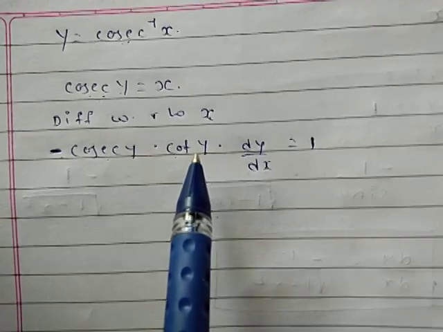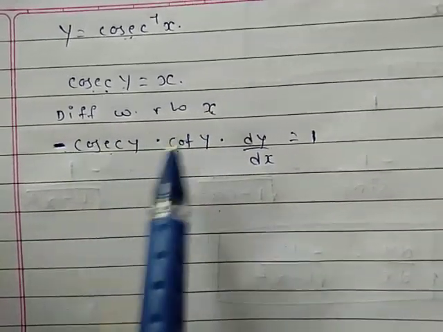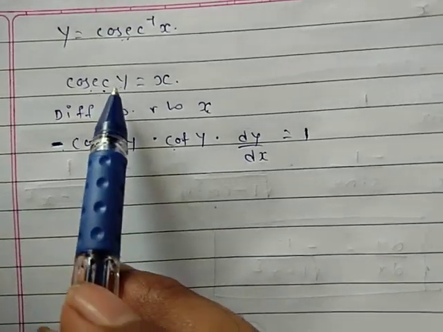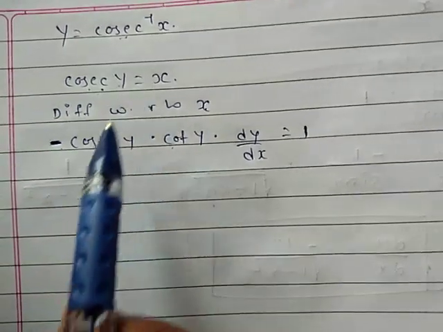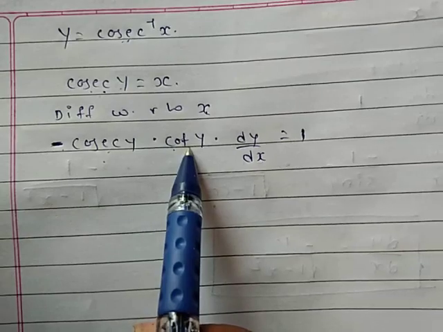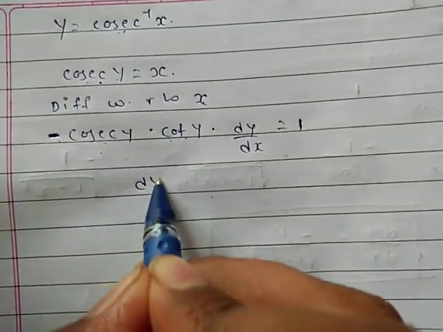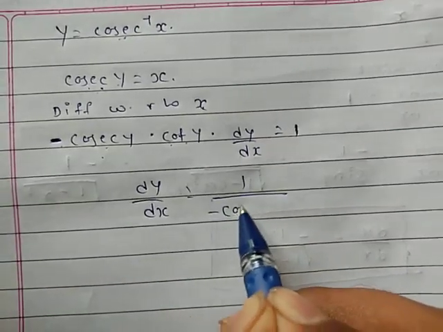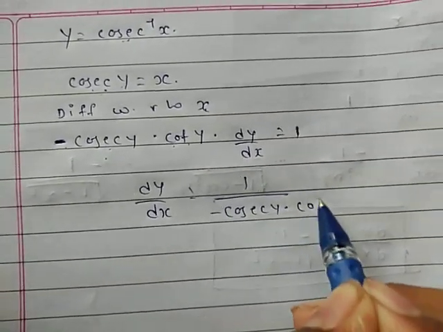You need to remember while solving the problems, you need to execute the things by using standard derivatives. So here, the differentiation of cosecant y is nothing but minus cosecant y into cot y. Again we need only dy by dx, so we are shifting the things: 1 divided by minus cosecant y into cot y.